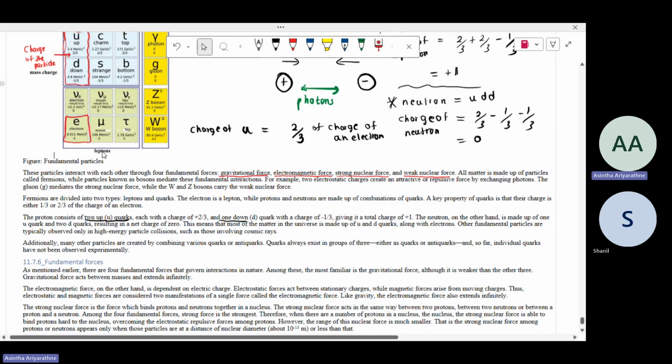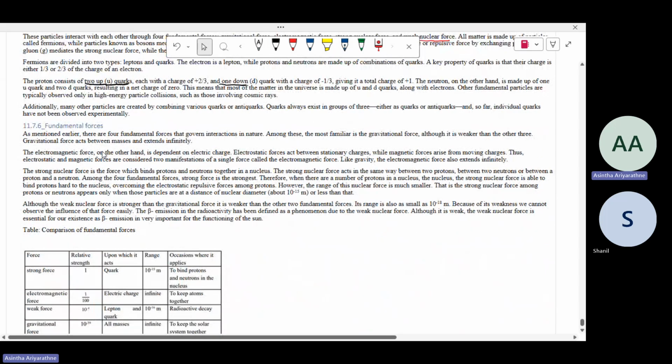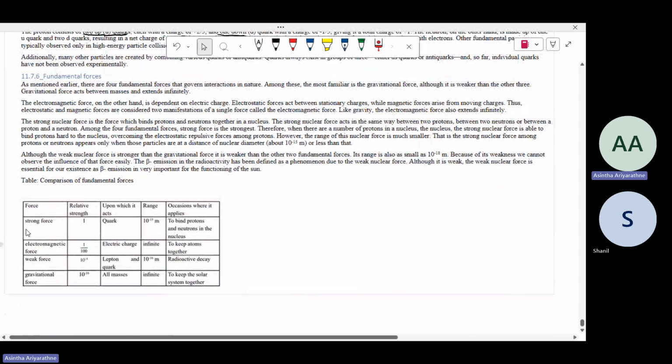About fundamental forces, as we discussed earlier, there are 4 fundamental forces. Here it is given: electromagnetic, weak, strong, which is nuclear, and we have the gravitational force.